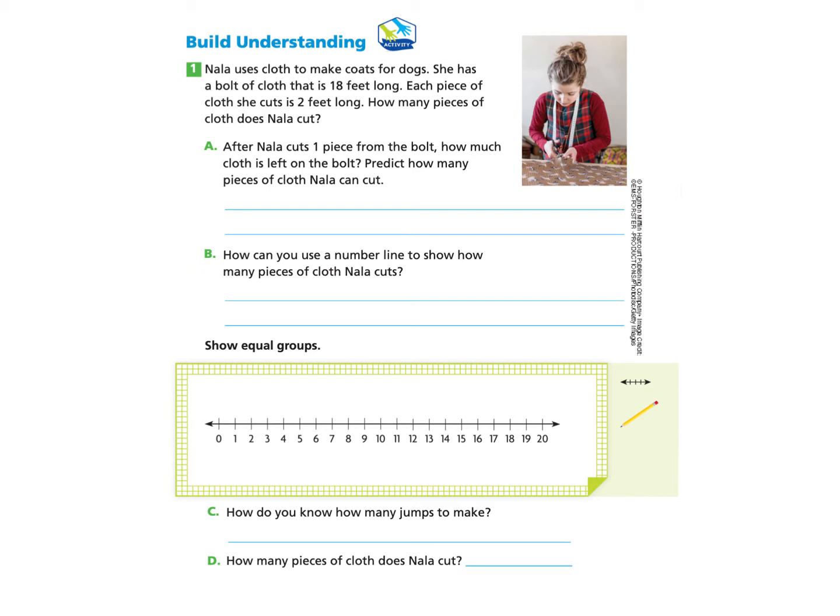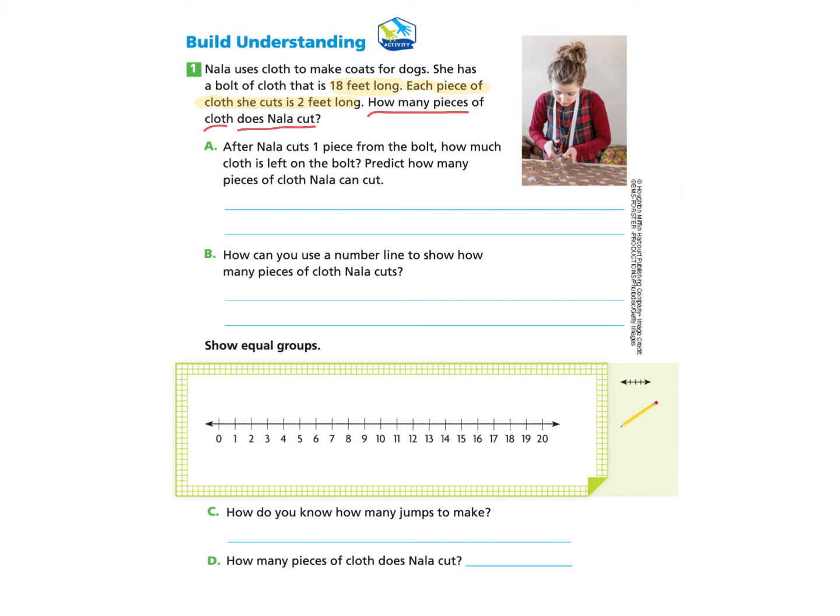Nala uses cloth to make coats for dogs. She has a bolt of cloth that is 18 feet long. Each piece of cloth that she cuts is 2 feet long. And then the main question that we're looking for asks, how many pieces of cloth does Nala cut?